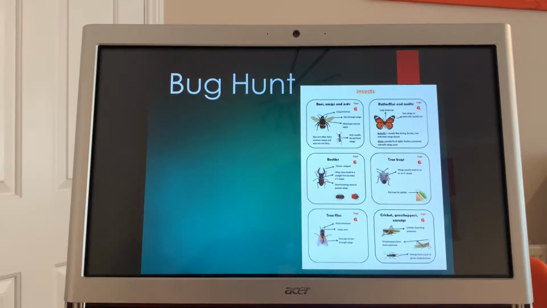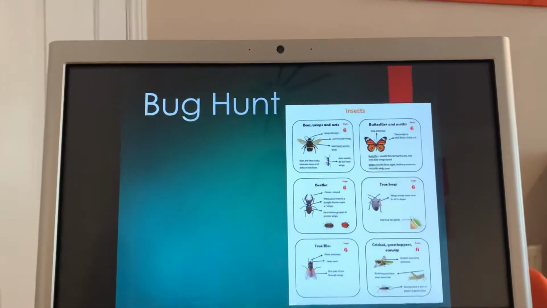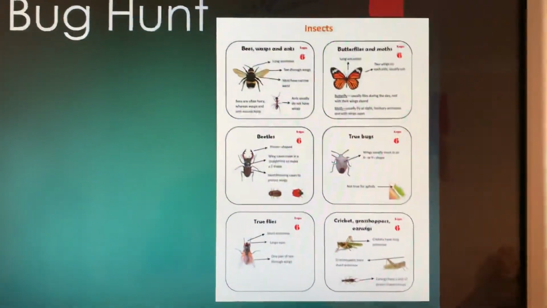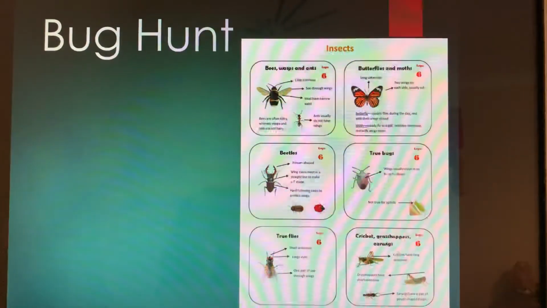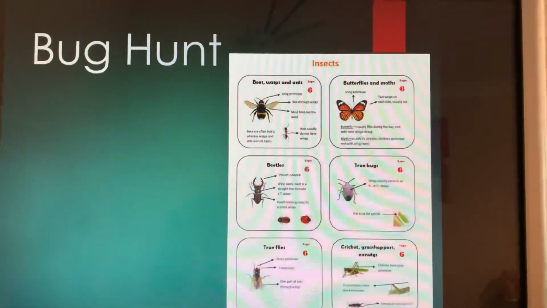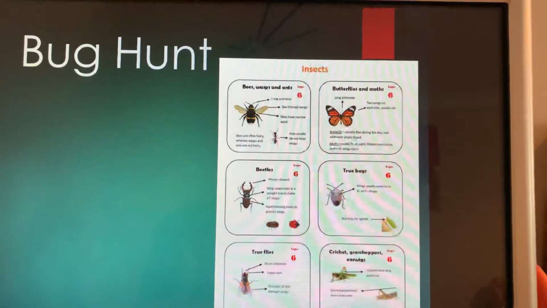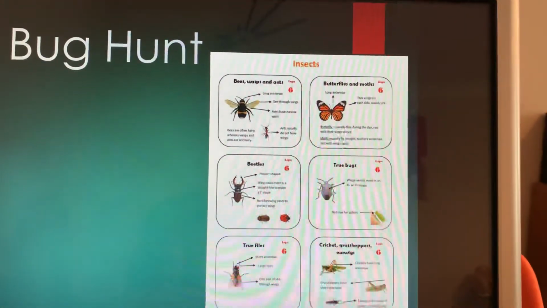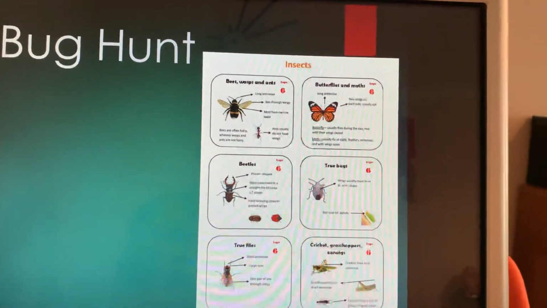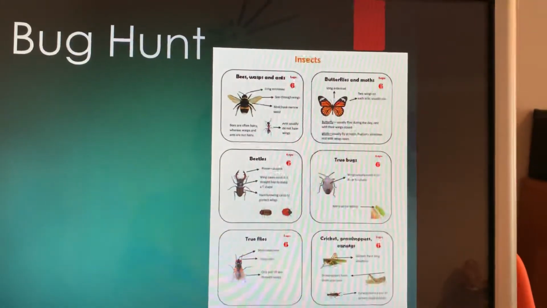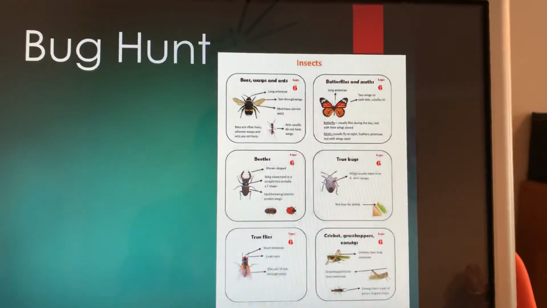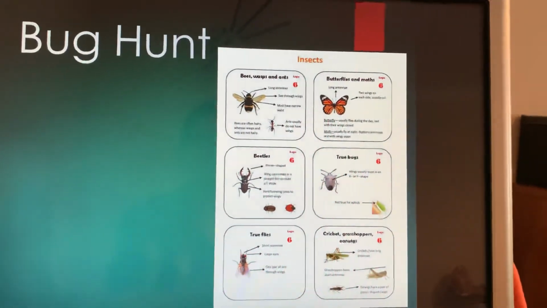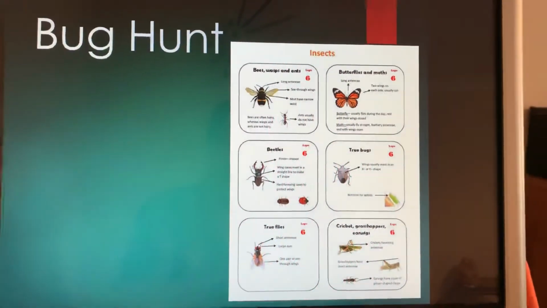Now, on your bug hunt, when you were looking for your mini beasts, I'm just going to move you a bit closer. We can see there are different types of insect here. You may have spotted bees, wasps, or ants. You may have spotted butterflies or moths. You may have spotted beetles. You may have spotted true bugs. You may have spotted true flies. You may even have spotted crickets, grasshoppers, or earwigs.